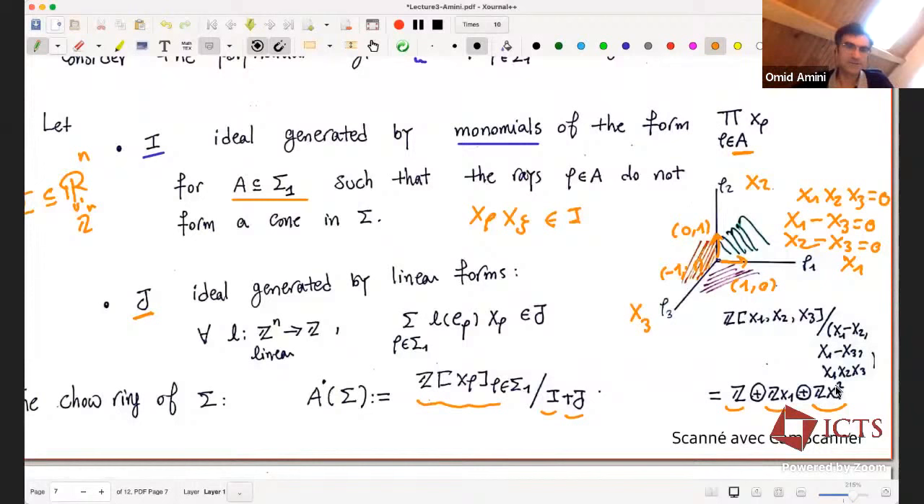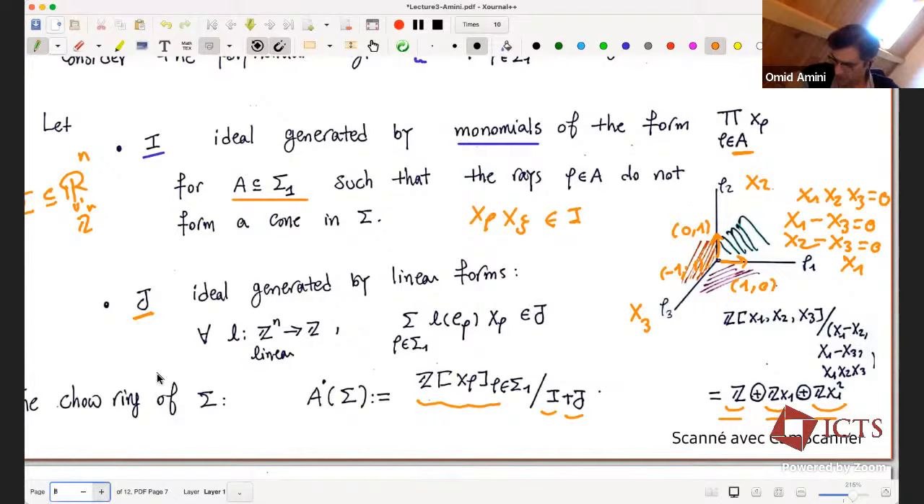So you get just three copies of Z, which are formed like this. Okay, so in other words, the Chow ring of this fan is very simple, actually. It has just one copy of Z in each degree. Okay, so I think maybe this example made the definition more transparent.